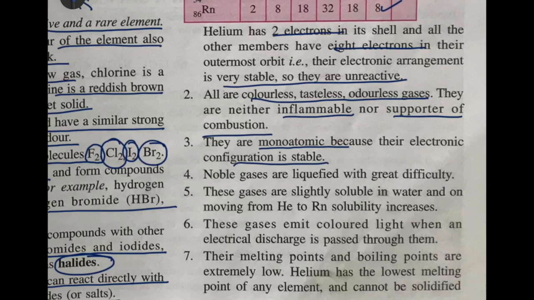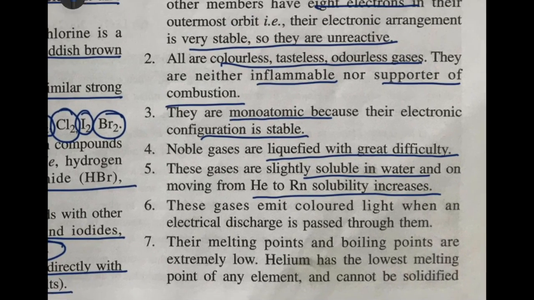Noble gases are liquefied with great difficulty. That is, it is very difficult to turn noble gases into a liquid. Now, these gases are slightly soluble in water, and moving from helium to radon, solubility increases. That is, it becomes more and more soluble, though of course it is very, very slightly soluble in water.